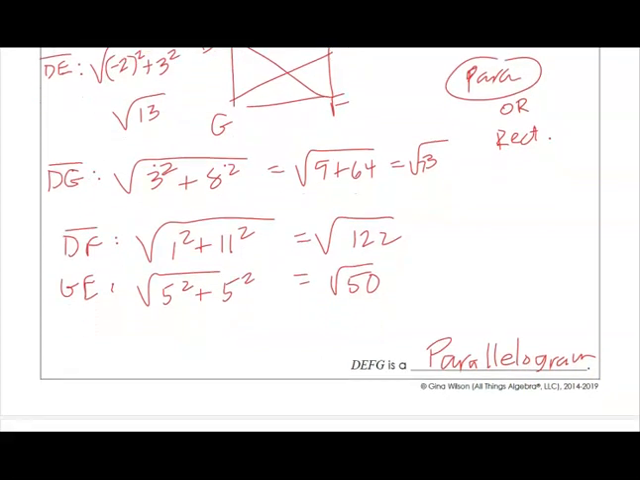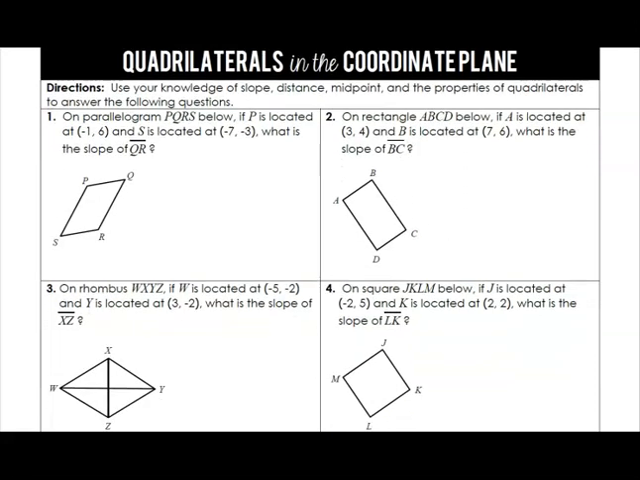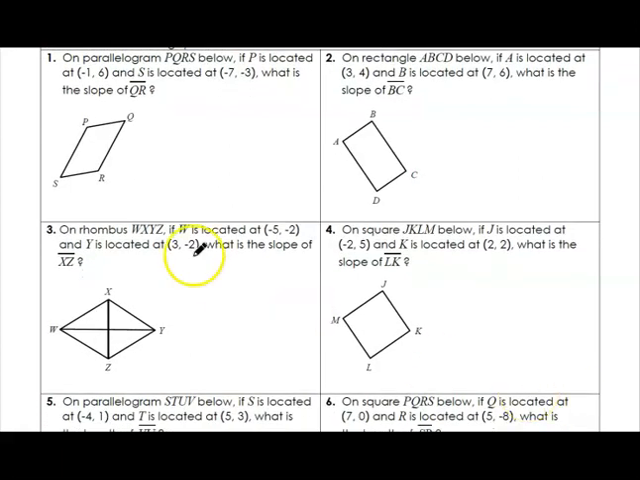All right, now the next type of problems, I'm going to do the odd ones in the notes, and then I'm going to give you the even ones as part of your assignment. So let's just walk through these odd problems. On this parallelogram, PQRS, P is at negative 1, 6. S is negative 7, negative 3. So they want to know what is the slope of QR. Well, since these are opposite sides, they are parallel, they should have the same slope.